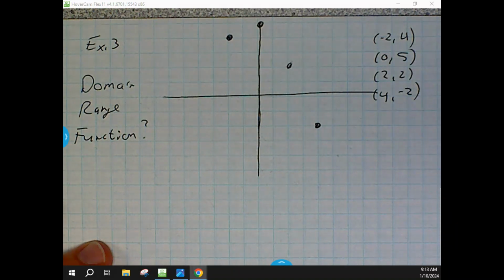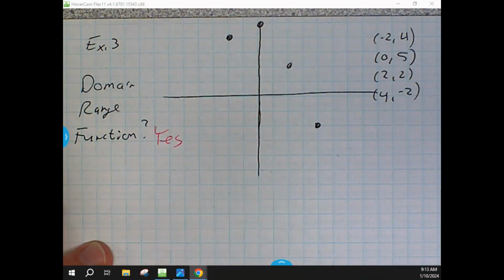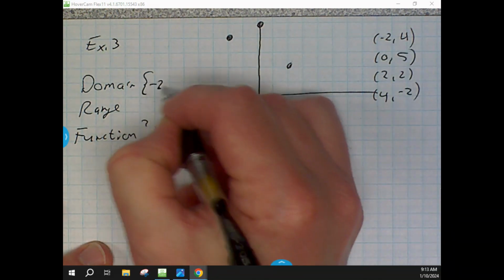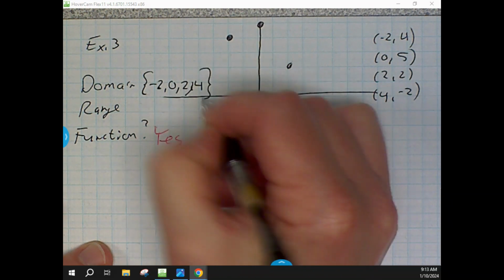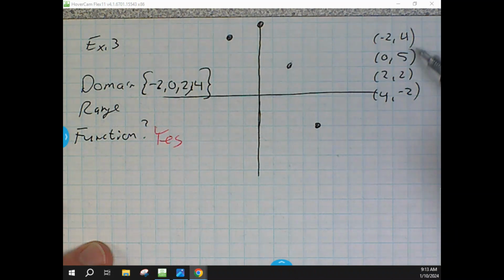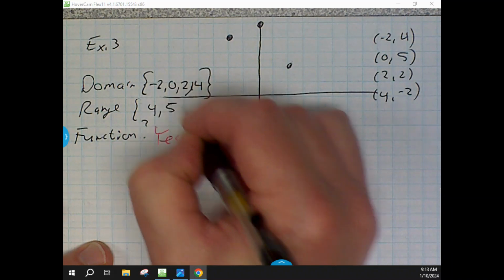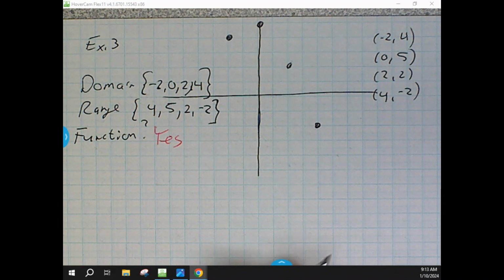Okay, and again, if you've got the points kind of written out, you can see, all right, there are no repeats here. So function or not, yeah, we know this thing is going to be a function because nothing repeats. Our x values are there, negative 2, 0, 2, 4. And then our y values are at 4, 5, 2, and negative 2. Okay, and again, order does not matter as you list out the domain and range. The main thing is that you have the domain and range listed for those problems, and that's all you got to do.